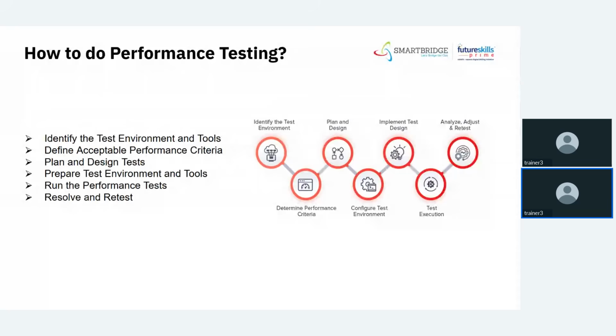Plan and design tests. You need to give the plan and test, and prepare the test environment and tools while running your software, meaning your code. Run the performance test and resolve and reset. If there is an issue while testing, you're going to get the results. To finish that, you need to check, resolve and reset everything, and then you need to release. These are the things you need to follow for testing.